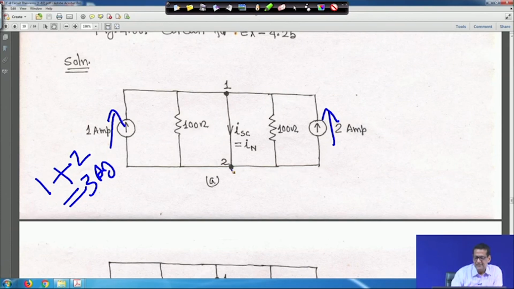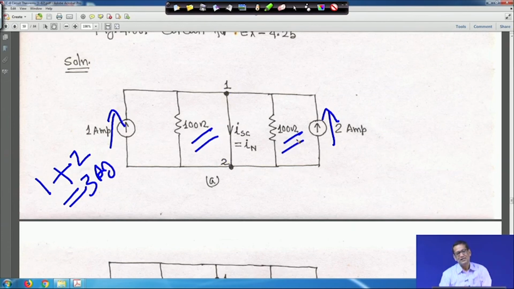So, basically if you look into this circuit, as these two things are shorted, this 100 ohm and 100 ohm are in parallel, right. So, in that case, what will be the short circuit current? That is ISC.